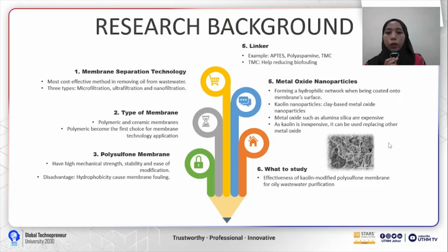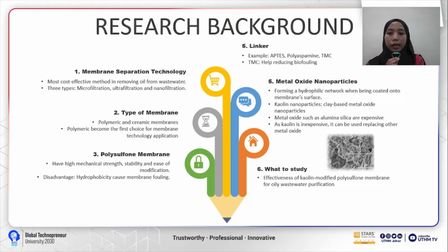project. One example of polymeric membrane is polysulfone. It has been widely used in wastewater treatment as it has high mechanical strength, stability, and ease of modification. But it also has a disadvantage, in which the hydrophobicity will result in membrane fouling. That is why the polysulfone membrane needs to be fabricated through nanoparticle surface coating.